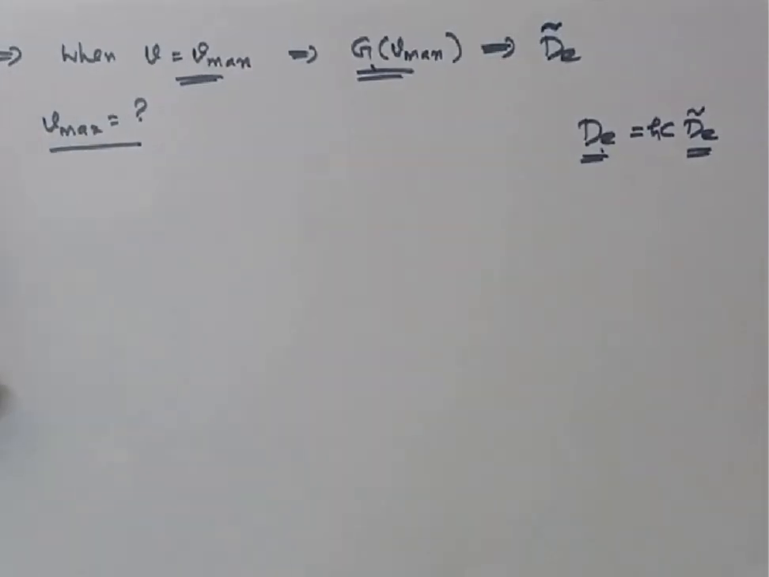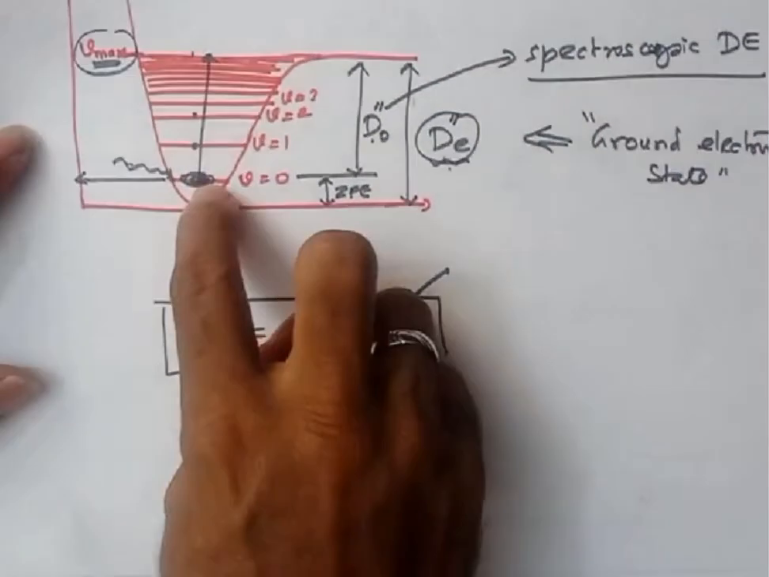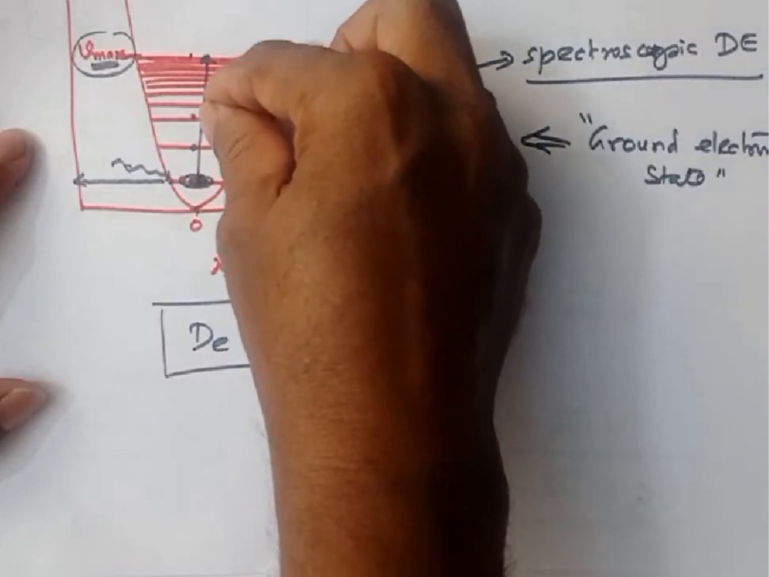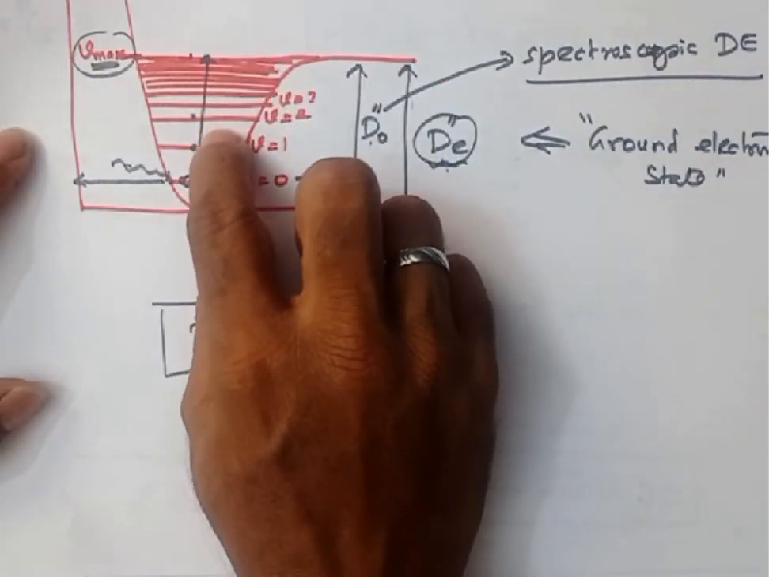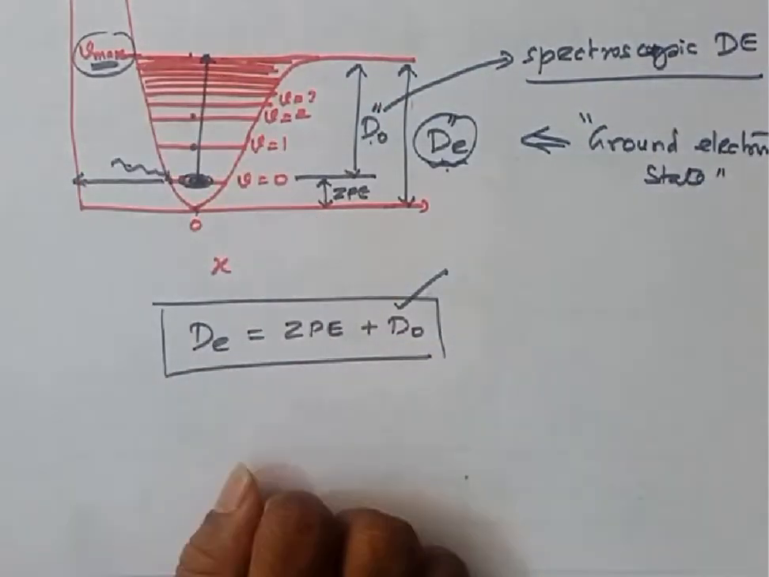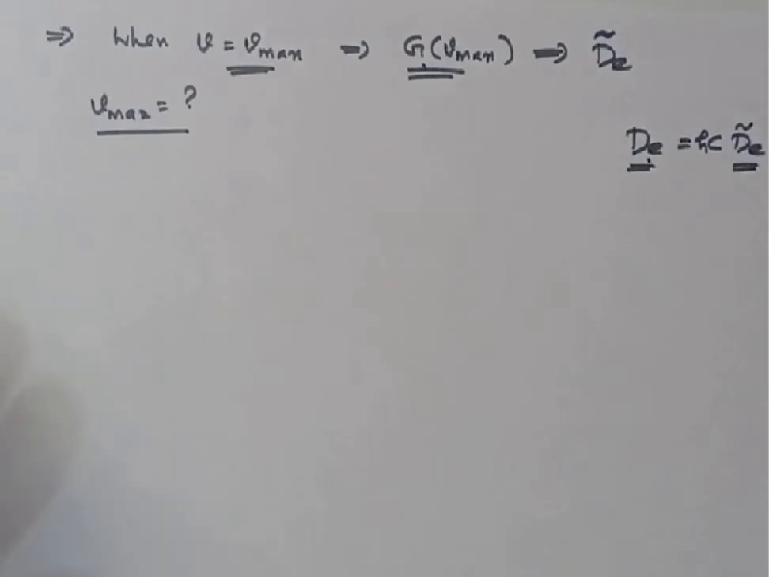That's the question. If you know Vmax, yes, you can calculate DE. How to find the value? Very simple. Students, observe carefully. As we go above and above, what happens to the gap? Delta G decreases. Here we have large delta G, here delta G is small. Near Vmax, what will happen to delta G? It becomes 0. Delta G decreases and becomes 0. So you can find Vmax very easily.